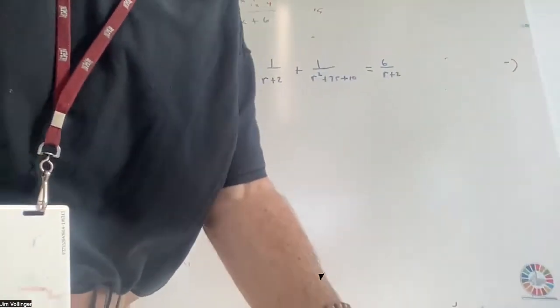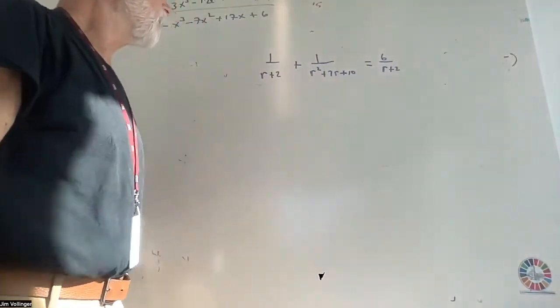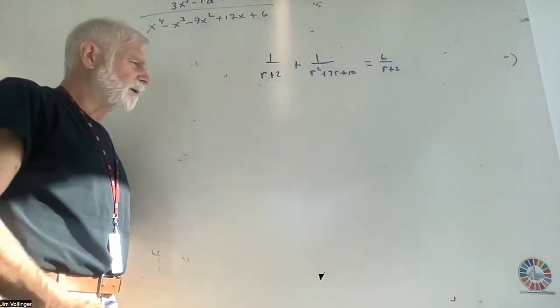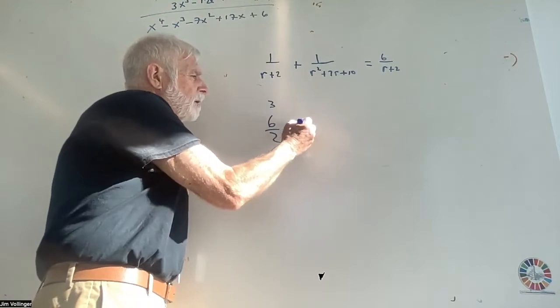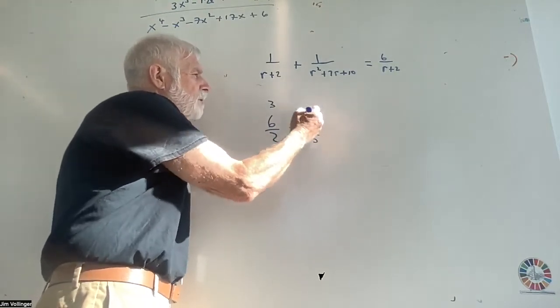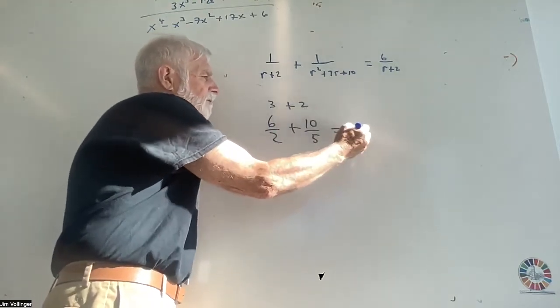All right, so this is the other one that was on the sheet you gave me. Let's take a look at it. All right, we're solving an equation. Let's just look at something quickly. 6 over 2 is 3. 10 over 5 is 2. And that's equal to 5.